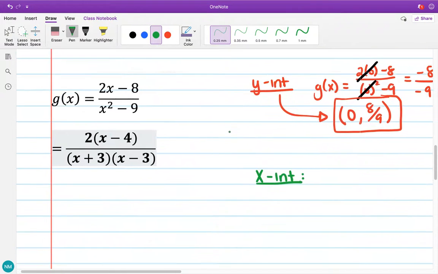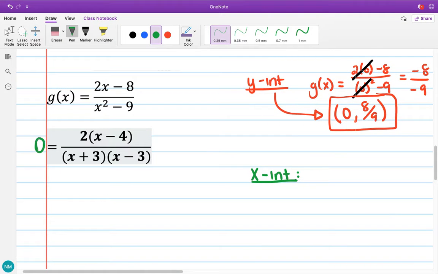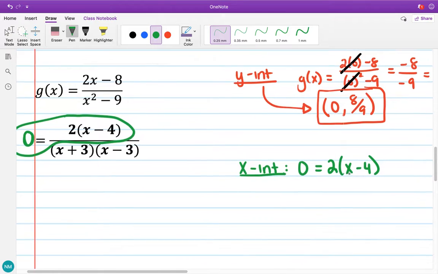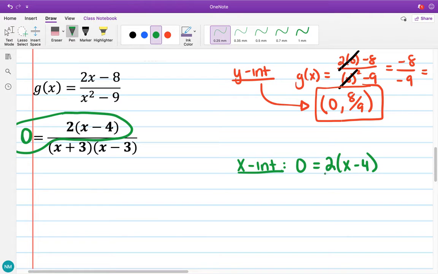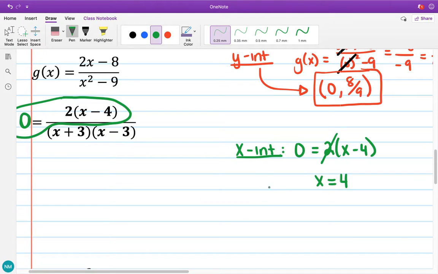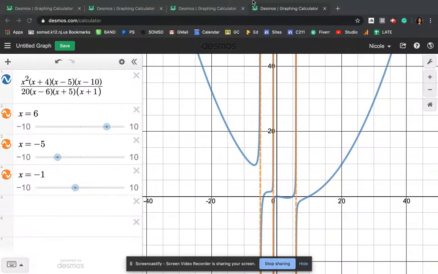And then for the x-intercepts, again, I'm going to set this equal to 0. So this is my equation: 0 is equal to 2 times x minus 4. We know how to take something that's factored and solve. The 2 is not important when we're solving, so x is equal to positive 4. It's basically the roots of the numerator. And so for my x-intercept, I only have one. You can have a million, but we only have one here. It's (4, 0).